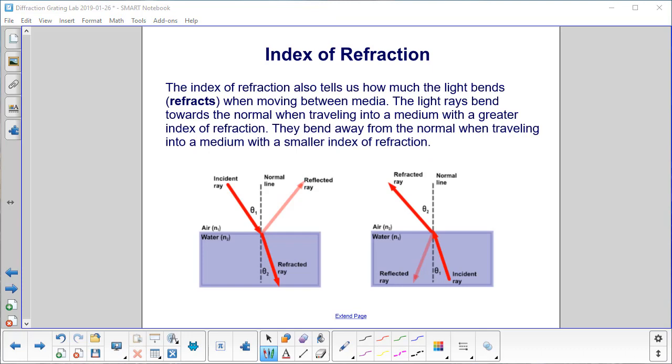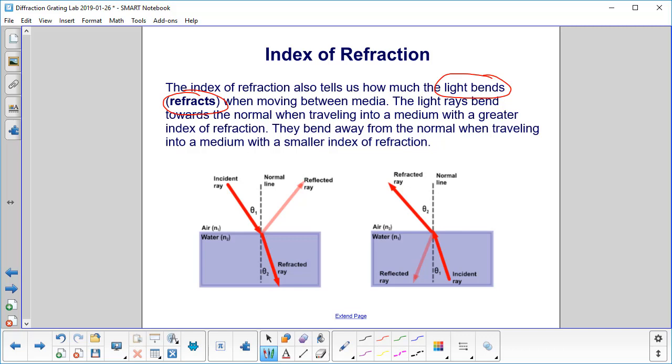The index of refraction also tells us how much the light bends, which is another name for refraction, or refraction is another name for light bending, when moving between the media. The light rays bend towards the normal when traveling into a medium with a greater index of refraction, and they bend away from the normal when traveling into a medium with a smaller index of refraction.